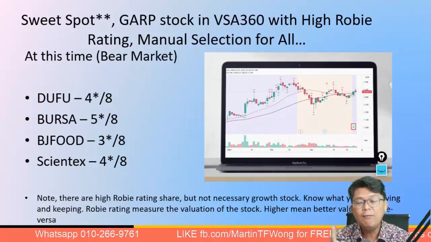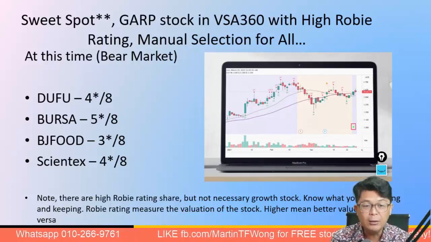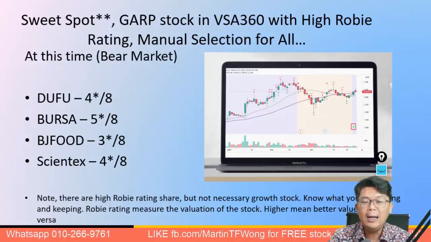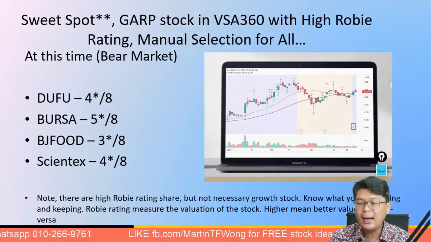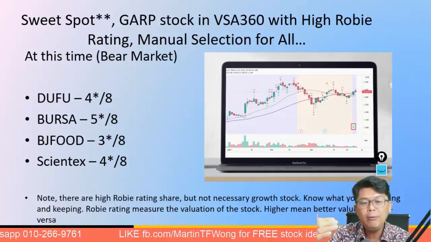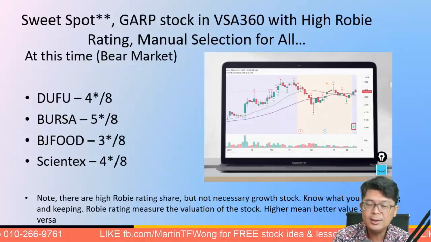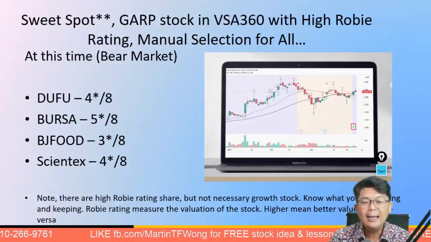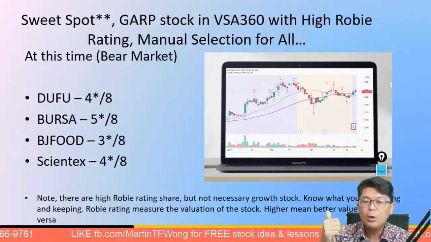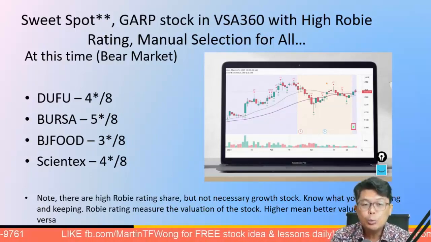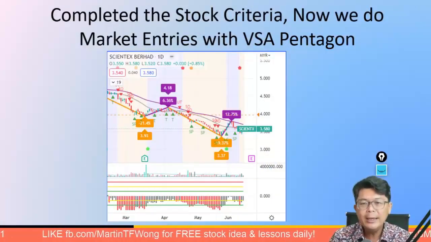Robie rating measures the valuation of the company. The higher is better, meaning you're getting better value. It is more likely that the stock has been heavily discounted when the Robie rating is high, and vice versa. If you get a Robie rating that is 1 or NA, not rated, chances are that stock is highly priced and overpriced. So keep that in mind. Look for what we call the sweet spot.